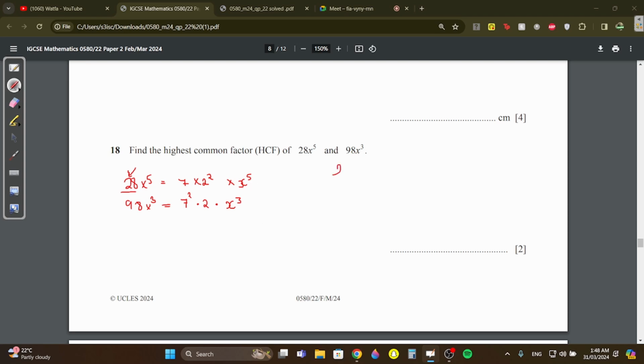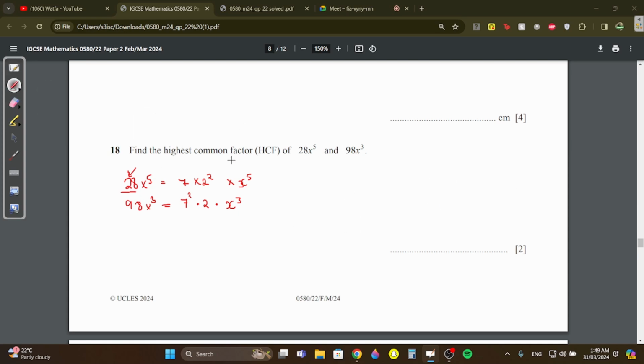If you don't know how to factorize, 28 divided by 2, you're going to get 14. 14, can you divide by 2? Yes, you can. You get 2 and 7. So you're going to get 2 to the power of 2 times 7. How about 98? Divided by 2, you're going to get 49. 49 is actually 7 times 7. So 7 to the power of 2 times 2. That's just how you factorize.